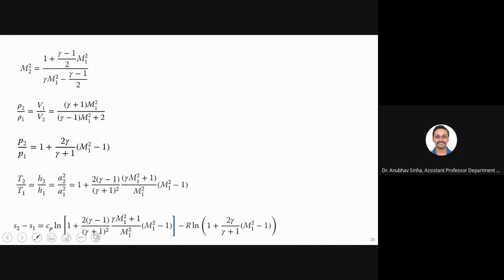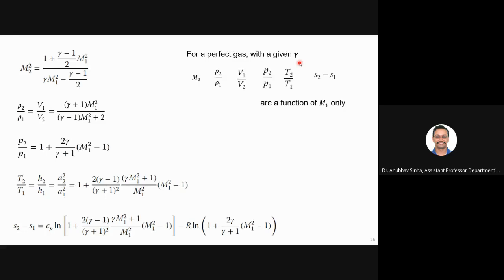You are going in the right direction. Now tell me, if in all these equations gamma remains constant, what is a very important observation from here? What is the RHS? What is the most important parameter? Mach number. Yes. So for all these relations, assuming that it is a perfect gas and gamma is given and remains constant, then these are the functions that we are talking about.